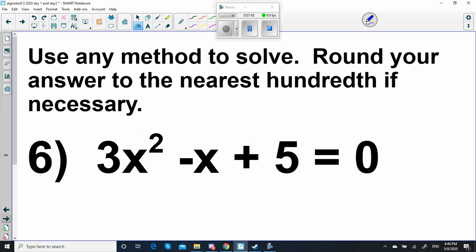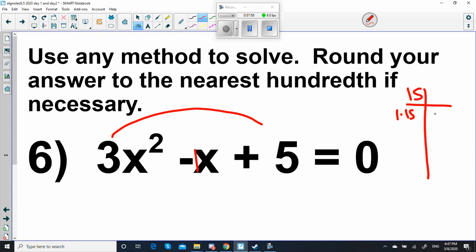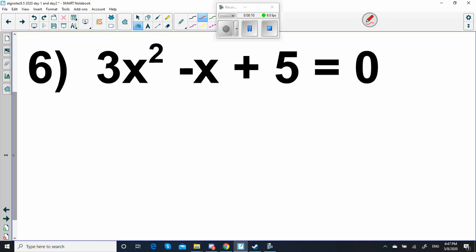Okay, so let's see if it'll factor. So I've got an a other than 1, so 3 times 5 is 15. Factors of 15 that give me negative 1. 1 times 15, well, that gives me 16. 3 times 5 gives me 8, or if I subtract, 2, so factoring is not going to work. I'm going to have to use the quadratic formula. So I'm going to get rid of that. I know right now that I'm going to get a decimal answer, because it won't factor because the roots are a decimal, or a non-integer.